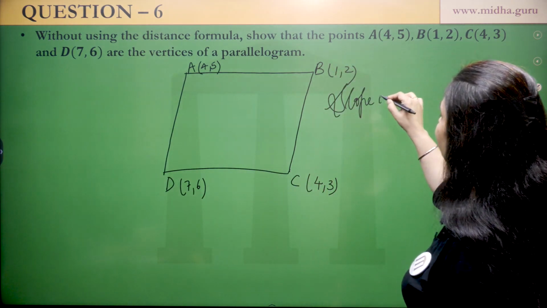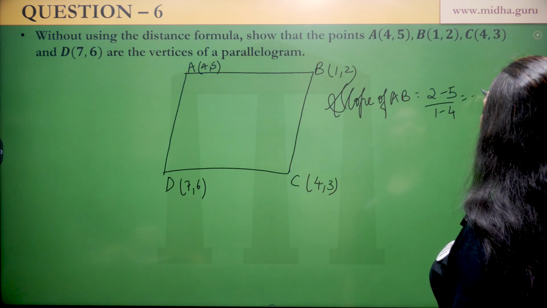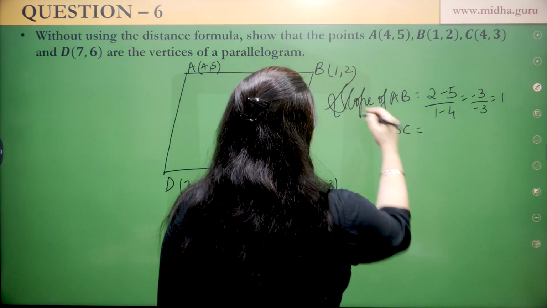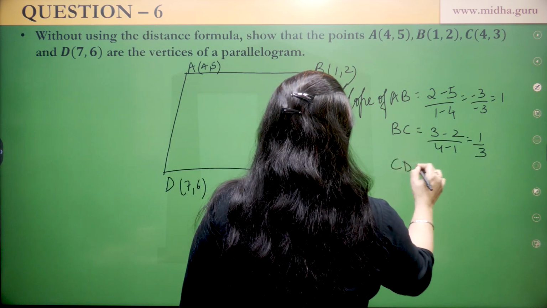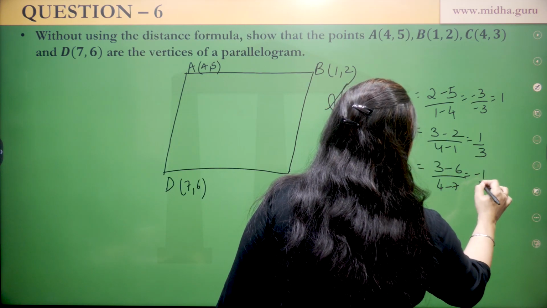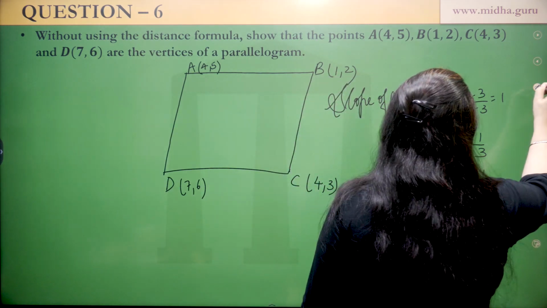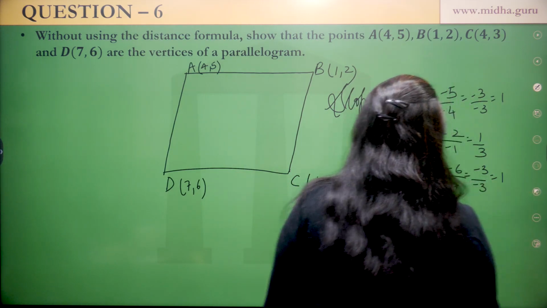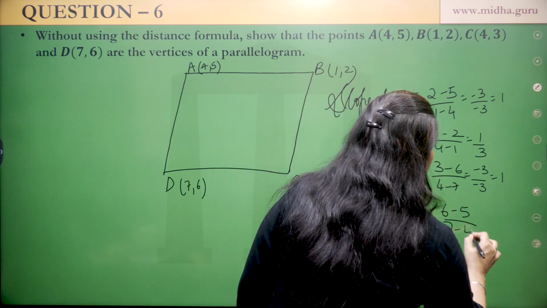What will be the slope of AB? Find the slope of all the sides. AB first: 2 minus 5 by 1 minus 4, which is minus 3 by minus 3, which is 1. Next, slope of BC: 3 minus 2 by 4 minus 1, which is 1 by 3. Next, CD: 3 minus 6 by 4 minus 7. It is minus 3 by minus 3, which is 1. Next is AD: 6 minus 5 by 7 minus 4, which is 1 by 3.